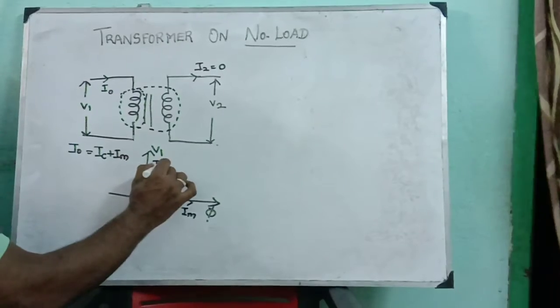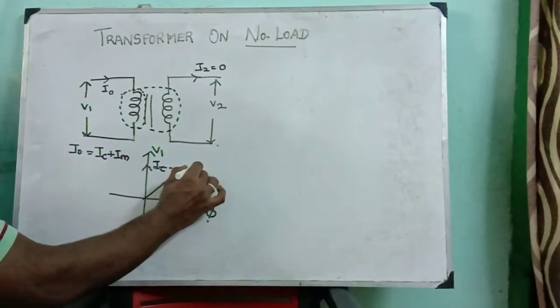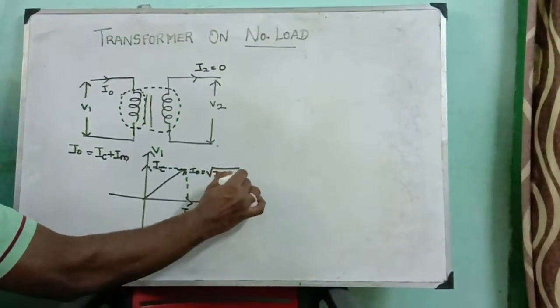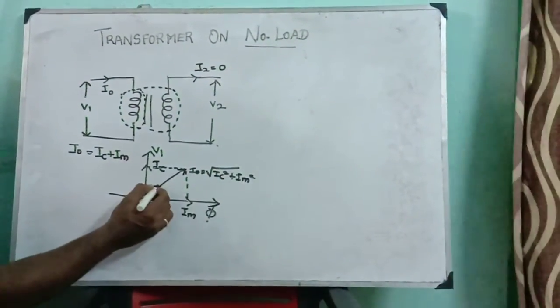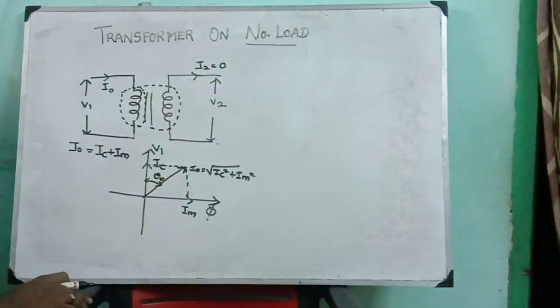By taking the resultant, I can join this and take the current as a resultant. This is I0. I0 is equal to the root of IC square plus IM square. This makes an angle of theta naught, which is the no load power factor angle.